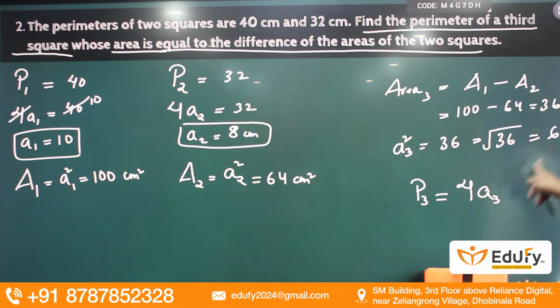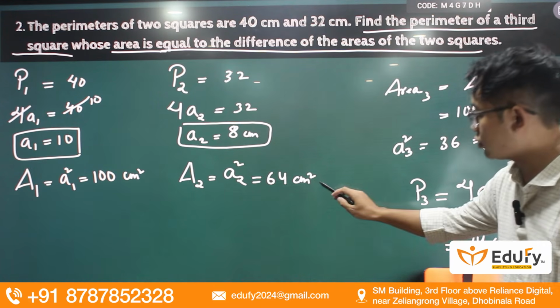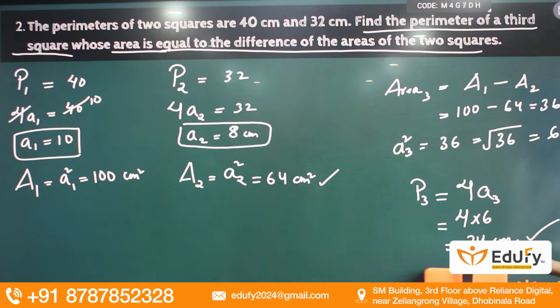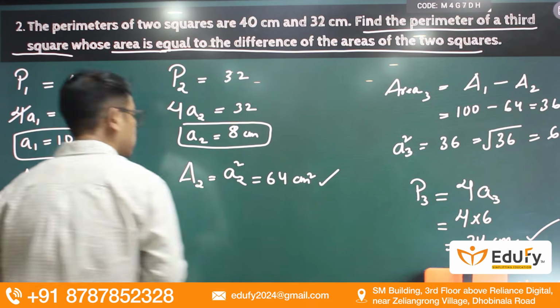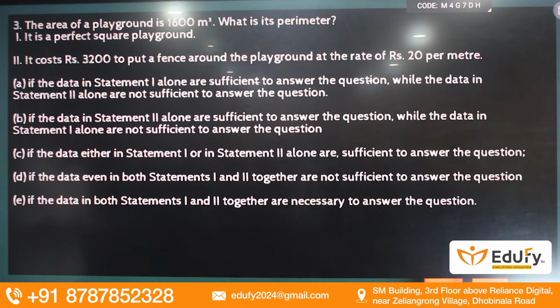Now I just have to put the 6 here, because that's the formula of your perimeter. So this is 4 into 6 now, which will be 24 centimeter. Not centimeter squared, because for area we use squared, but for perimeter it will just be centimeter or meter, whatever unit is given to you. Okay, so this is the second question. Let us try another one, a third question. Now this is a statement-based question.